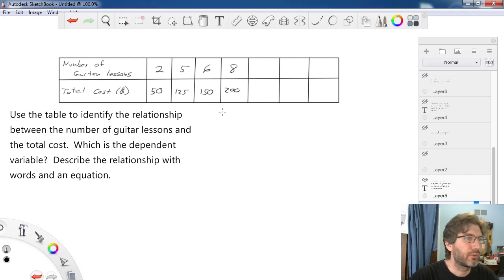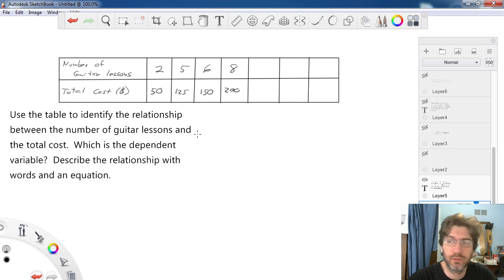I want to be able to write, so I can write, right? Yep. Okay. So you're going to get questions that are similar to this. You're going to be seeing a table of sorts, and it's going to organize information. So you're going to use the table to identify the relationship between, in this case, number of guitar lessons and the total cost. So which one here is the dependent variable?